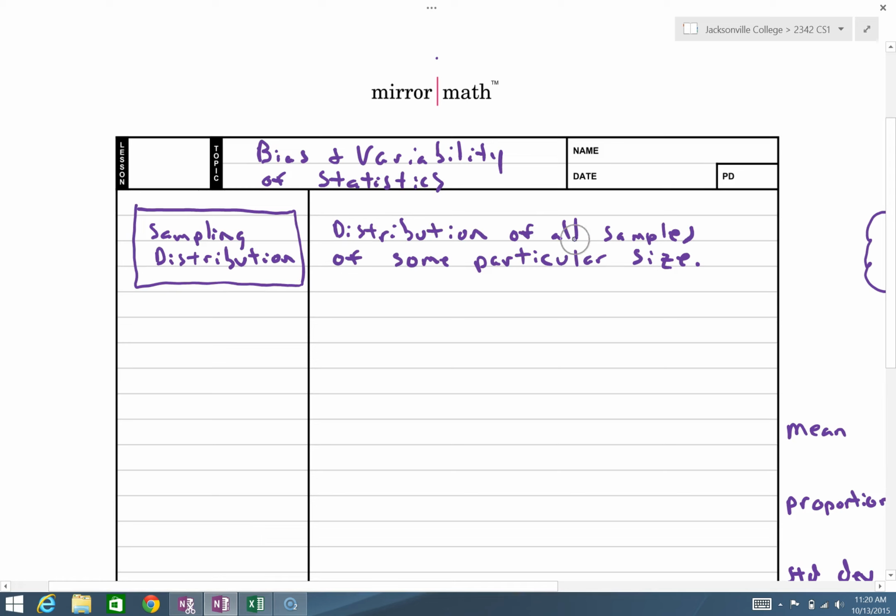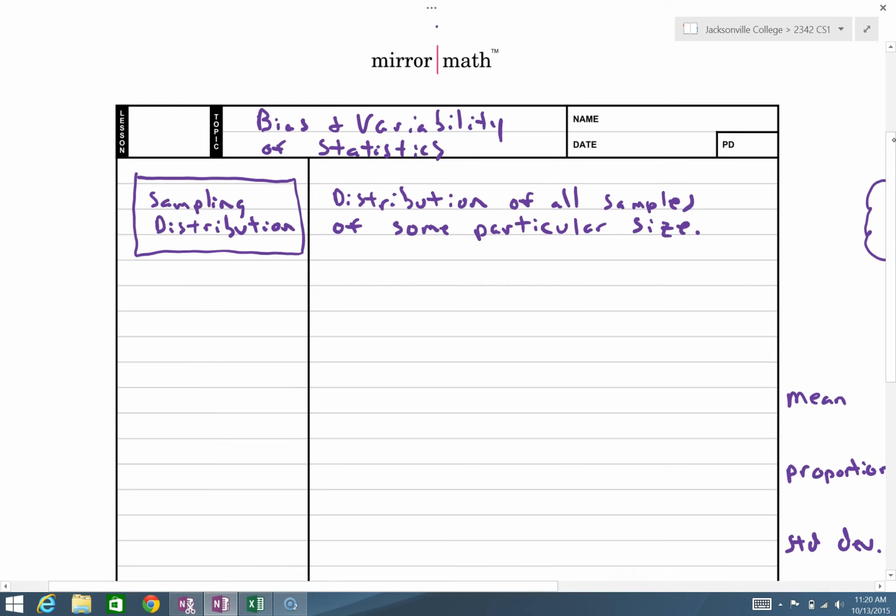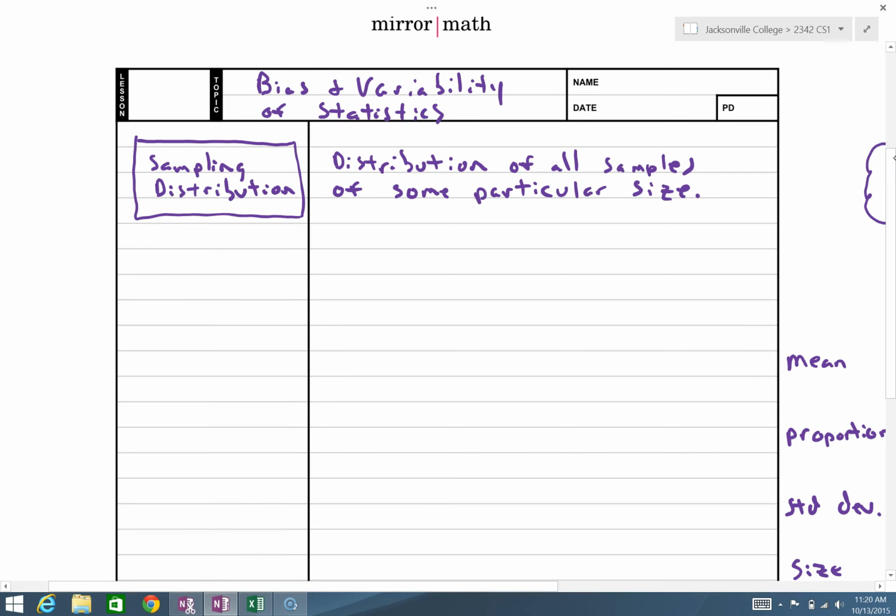So a sampling distribution is a distribution of all samples of some particular size, and we will investigate that further later on. Right now, the definition is sufficient for us. Bias. We've already been introduced to the concept of bias. Earlier, for our project number 1, we had survey bias. We noticed that the way we asked a question systematically favored some response. We could ask a question in a certain manner that would get a response that we were more interested in.